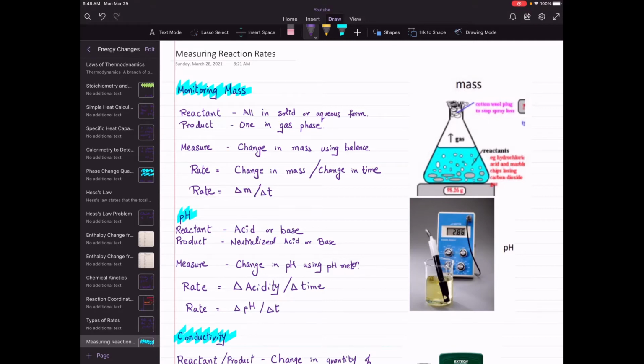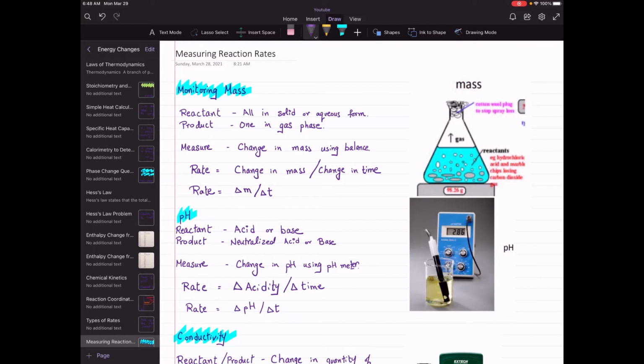So if you are planning to use monitoring mass for a reaction, you have to analyze the equation that is given to you and see if the initial solutions are all aqueous or solid, and the final solutions or the products have at least one gas being produced.